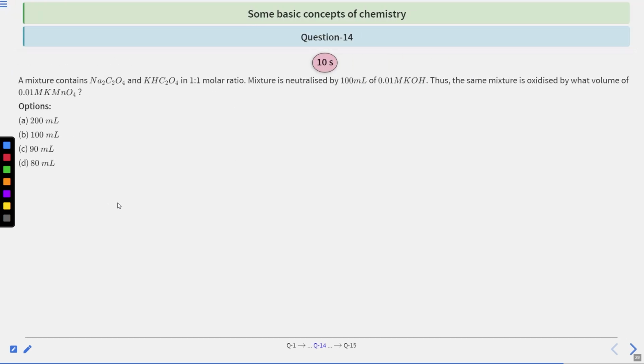Moving on to the next question, that is question number 14. A mixture contains Na2C2O4 and KHC2O4 in 1:1 molar ratio. The mixture is neutralized by 100 ml of 0.01 molar KOH. The same mixture is oxidized by what volume of 0.01 molar KMnO4? The options are 200 ml, 100 ml, 90 ml, and 80 ml.